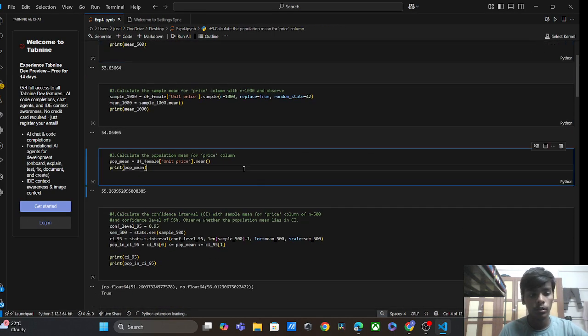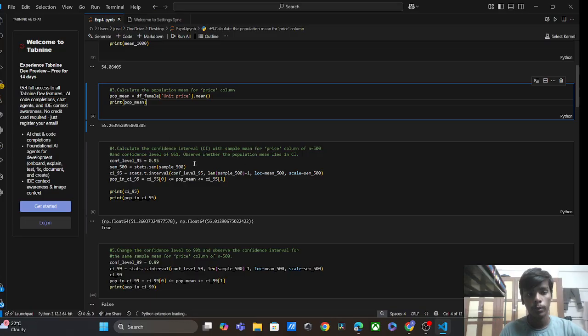And this is my third question. In question 3 we find the population mean, which is the mean of the entire data set for females. This serves as your reference for comparison. This is my output.